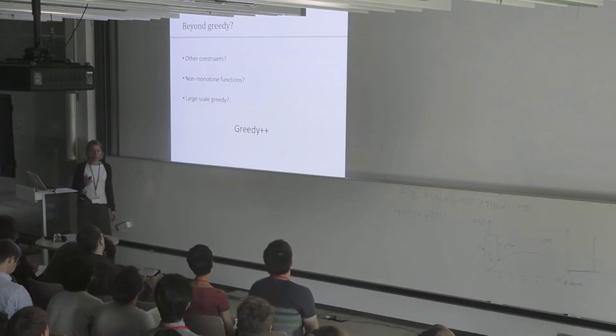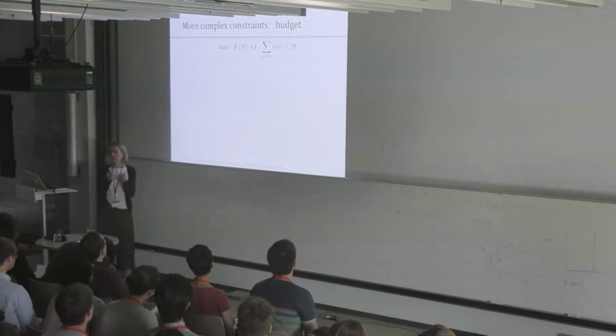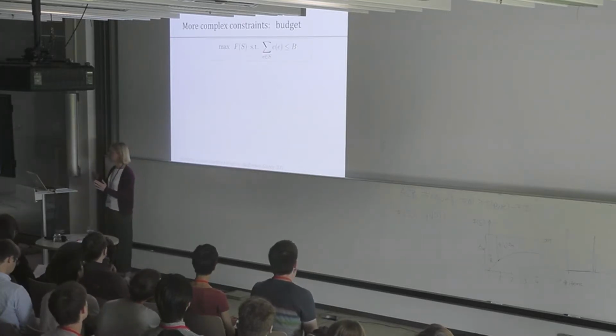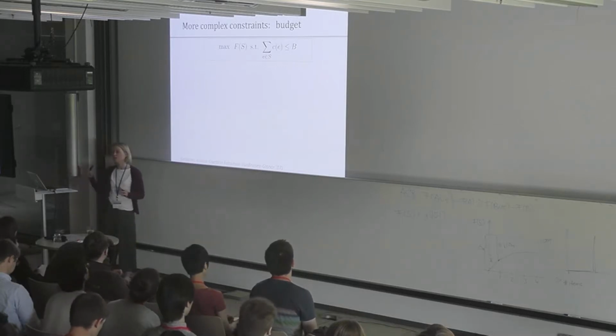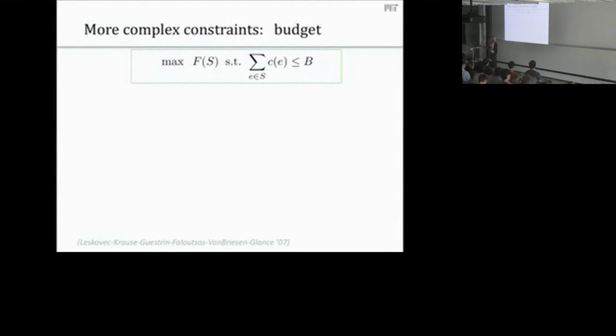So let's say your constraint is not only to pick a limited number k, but let's say each of the items that you pick has a cost. Let's say they are sensors, and placing them in different locations has different costs. And you have a total budget. So you don't want to go over your budget, but you want to maximize subject to the budget. How do you do it?